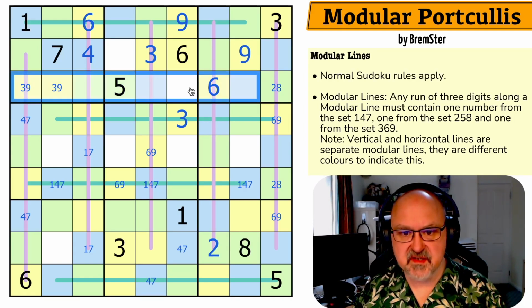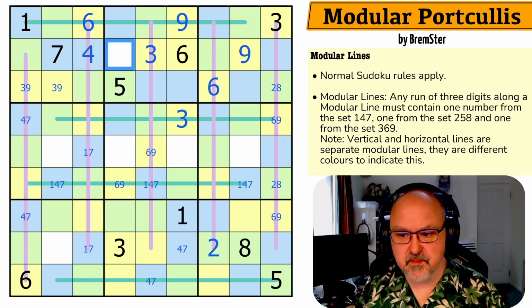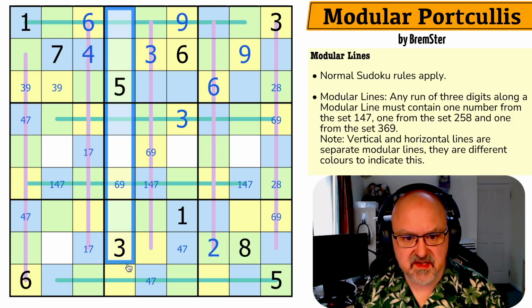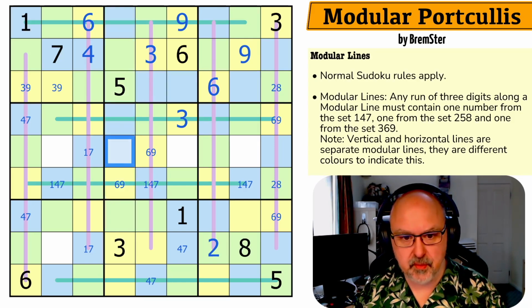So what I'm missing in this row is also a blue. What I'm missing in this box is a green. What I'm missing in this column is a blue. These, by the way, are 2 and 8. What I'm missing in this column is a green. What I'm missing in this box is a yellow.